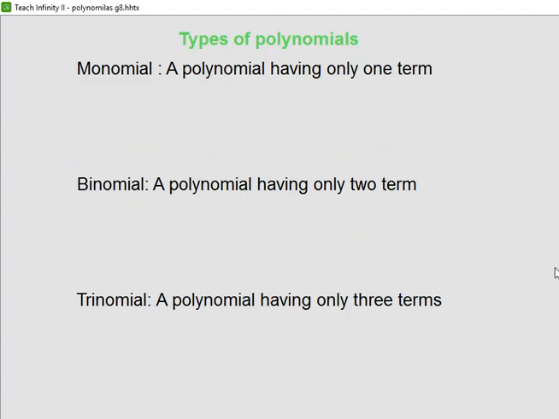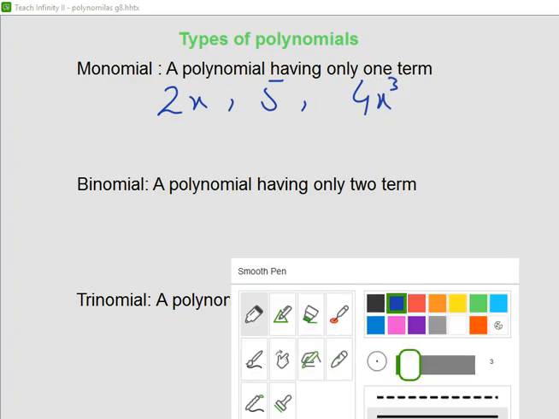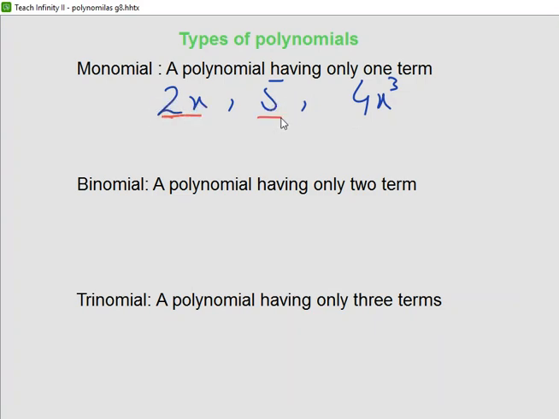Okay, now the polynomials, on the basis of their terms, are divided into different types. The first one is monomial. A polynomial having only one term, like 2x, is a monomial. Another example is just 5, which is also a polynomial because it is a constant. And here, 4x cube. So you can see all these polynomials have only one term, so they are called monomials.